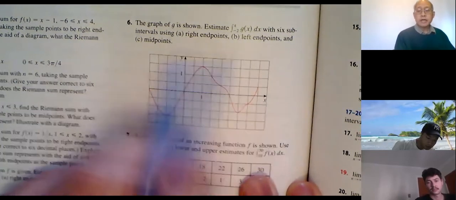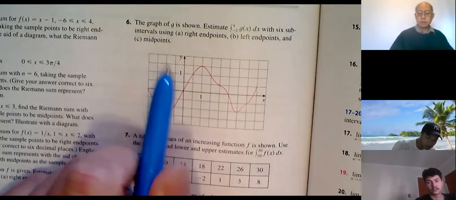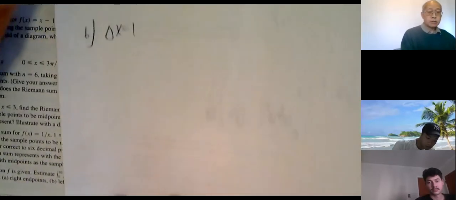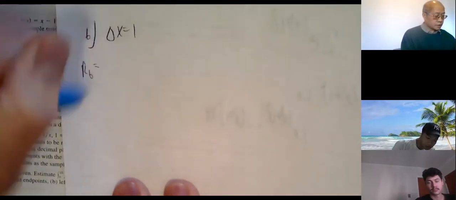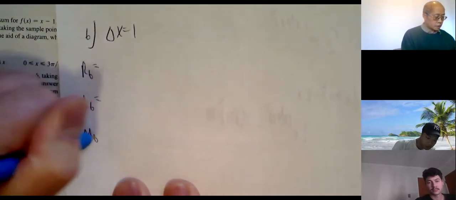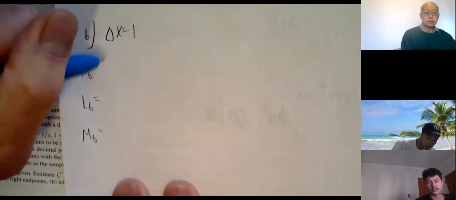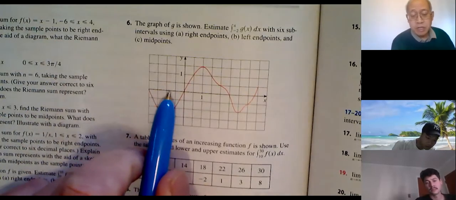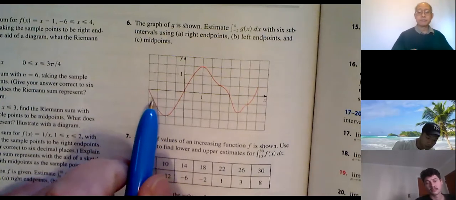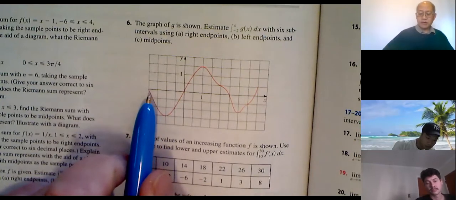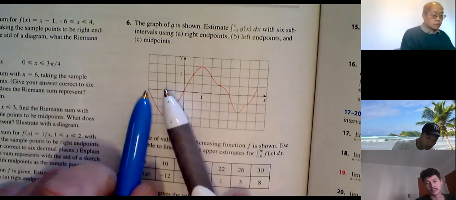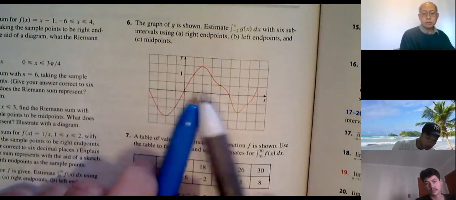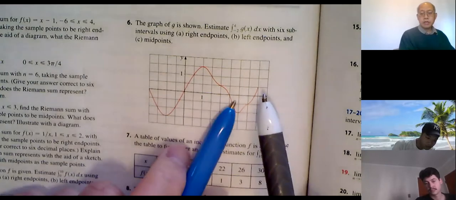All right, right endpoints, left endpoints, and midpoints. So I want R6, L6, and M6. So it's going to be base times height, and so on. But don't forget, some of those heights are really depths. You're actually going down. Okay, so have to be careful again that each one of these is 0.5. So we're going from -2 to -1, -1 to 0, 0 to 1, 1 to 2, 2 to 3, and 3 to 4.